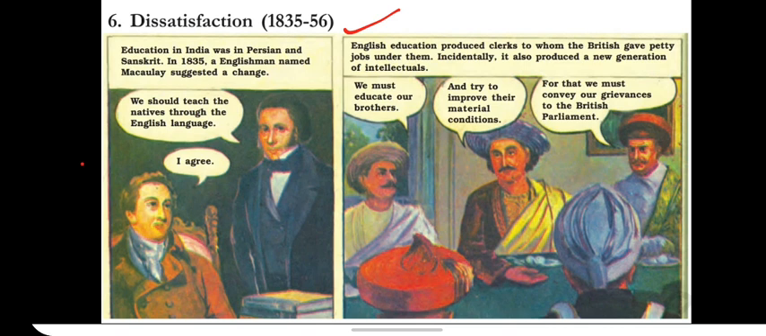So on the left picture you see education in India was in Persian and Sanskrit. In 1835, an Englishman named Macaulay suggested a change. We should teach the natives through the English language. I agree. So then what happened?